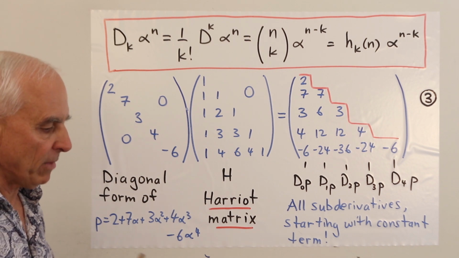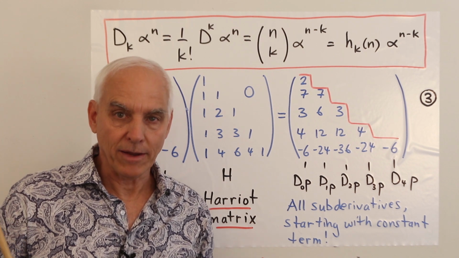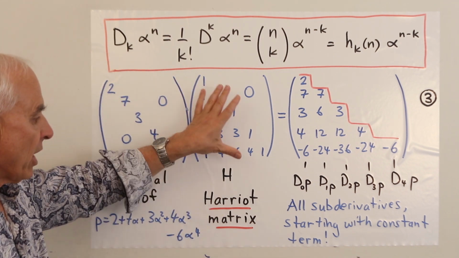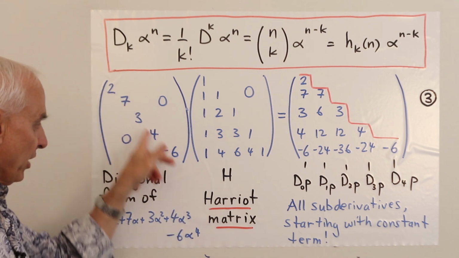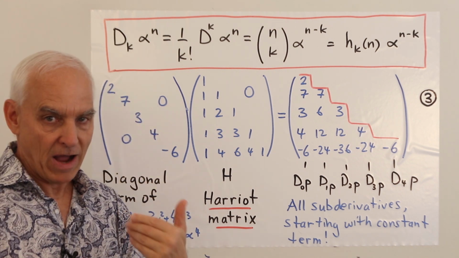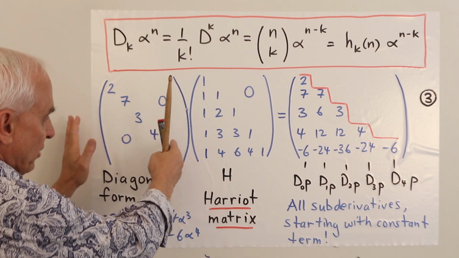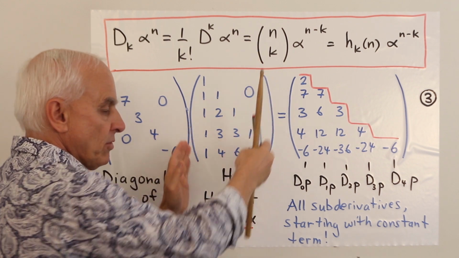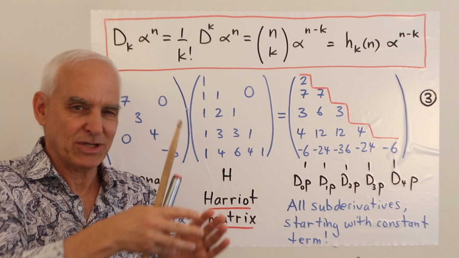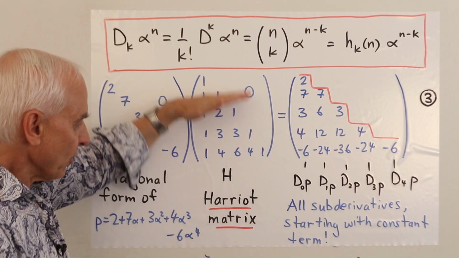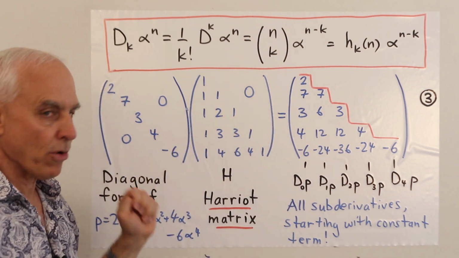So this is very nice. It means that we can calculate a lot of subderivatives very quickly, by just working with the appropriate sized Harriot matrix. Now, if we had a bigger polynumber of higher degree, then this would have to be expanded. We get a bigger matrix over here, and we would correspondingly have to use a bigger part of the Harriot matrix, which is actually an infinite matrix, right? Because it goes on down and to the right. So this is just the top corner of it.